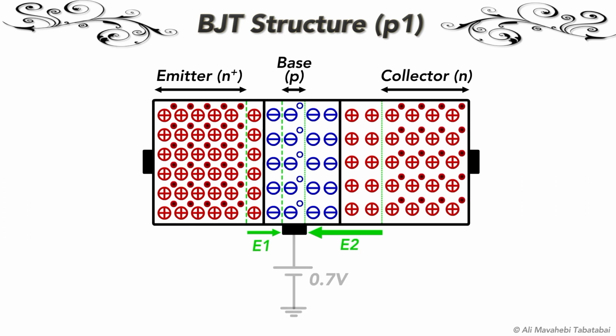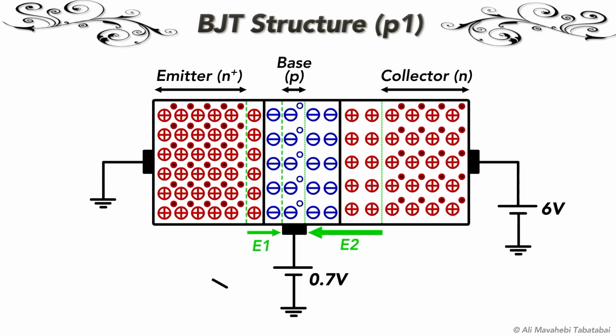In the NPN transistor you see on the screen, let's forward bias the base emitter junction by applying a positive voltage, let's say 0.7 volt, to the base terminal and grounding the emitter terminal. Now I reverse bias the base collector junction by applying a high voltage, let's say 6 volts, to the collector terminal. By looking at the picture, you can easily find that the base emitter diode is forward biased, since the base voltage is greater than the emitter voltage. On the other hand, the base collector is reverse biased, since the collector voltage is 6 volts and it is much higher than the base voltage.